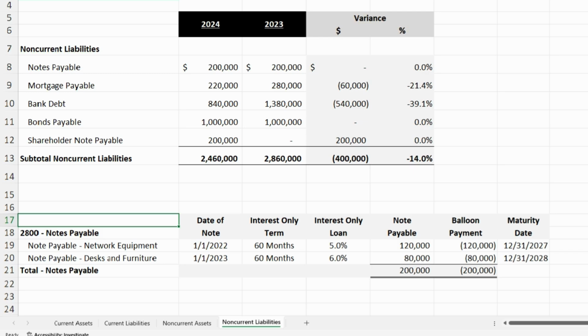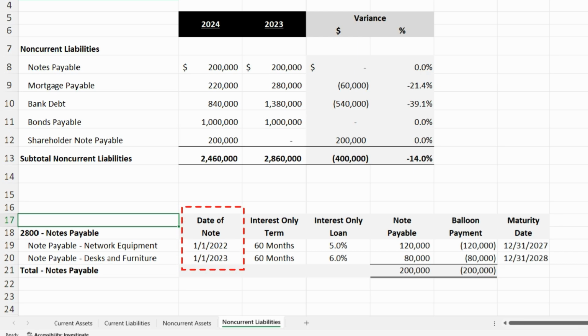First category in non-current liabilities is notes payable. We're working with general ledger account 2800 in this situation, and we have 2 notes payable that make up our general ledger account. Now, a notes payable is typically going to be a promissory note. And a promissory note is going to have standard pieces to it.